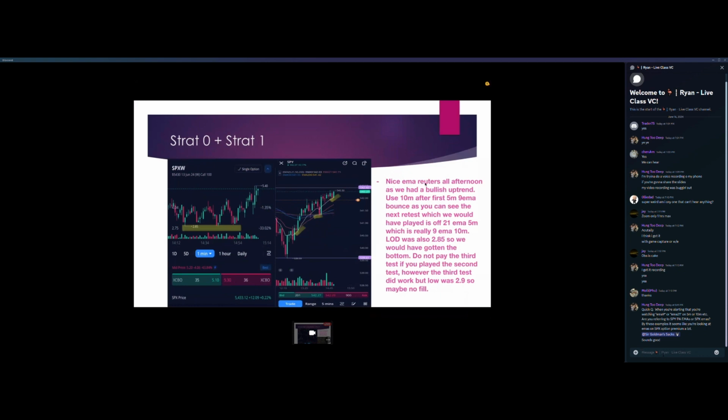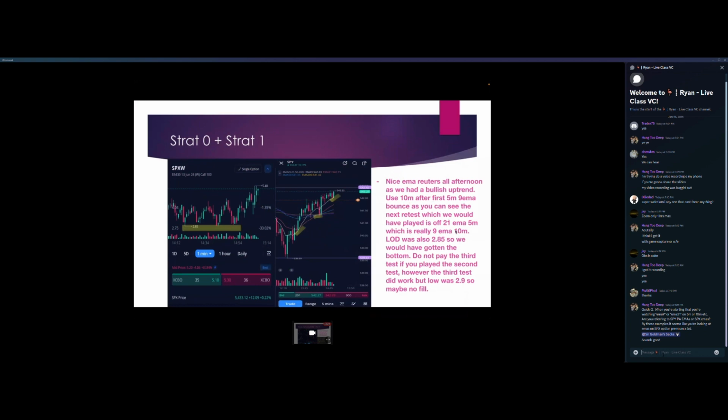Nice EMA. This is supposed to say retest. I don't know why it says rooters. Nice EMA retest all afternoon as we had a bullish uptrend. Bullish, bullish, bullish. Use 10 minute after first 5 minute 9 EMA bounce. As you can see, the next retest, which we would have played, is off 21 EMA 5 minute, which is really 9 EMA 10 minute.